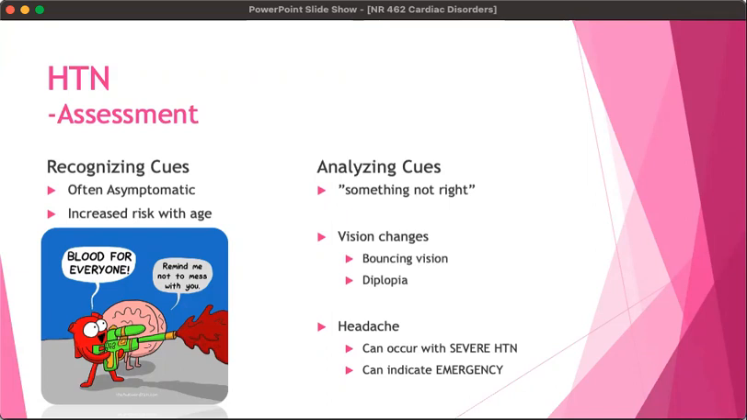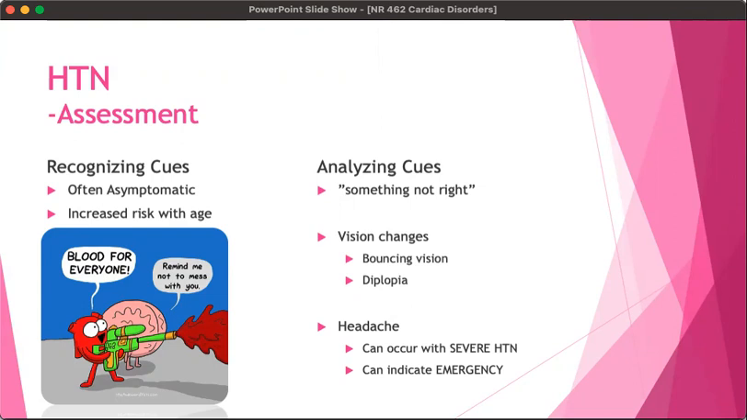For analyzing cues, when we look at the specific symptoms that we want to start linking to see if a patient is highly suspicious for hypertension, it's really difficult to do because there isn't a go-to body system that's really affected or a go-to symptom presentation or syndrome that we're really looking for. Most of the time, patients complain of just something not feeling right, like their body just doesn't feel right.